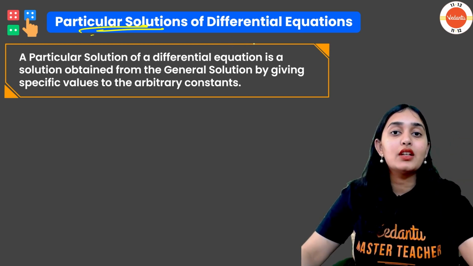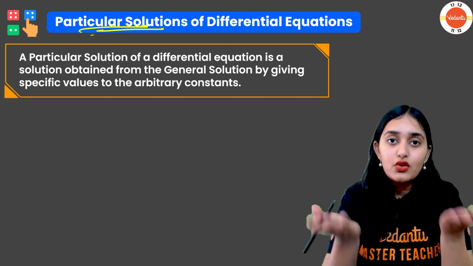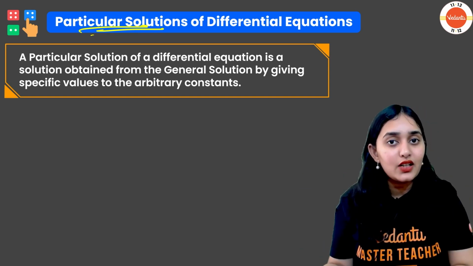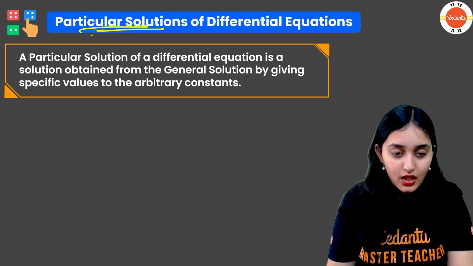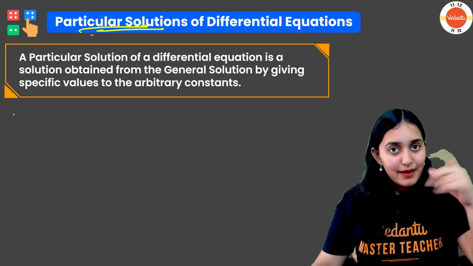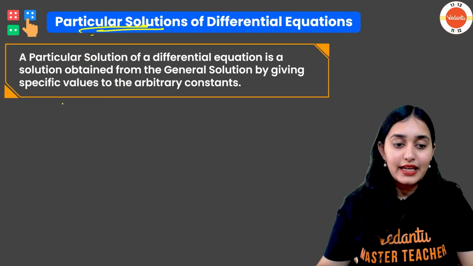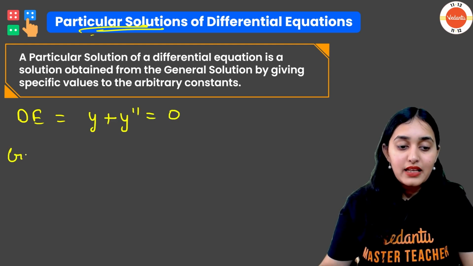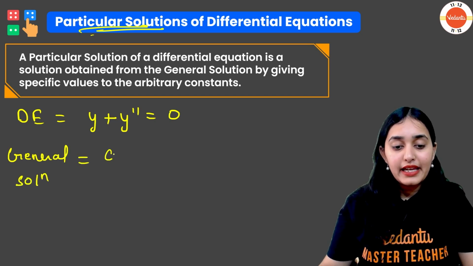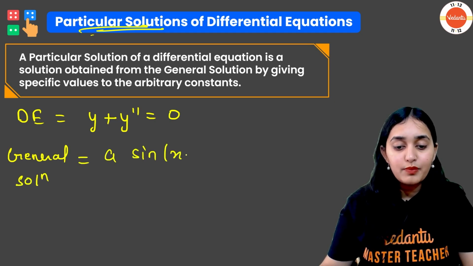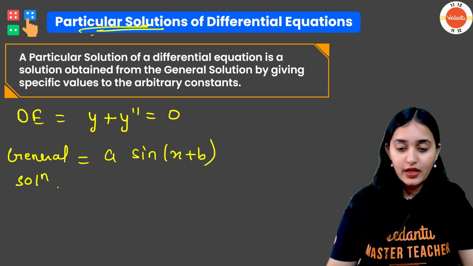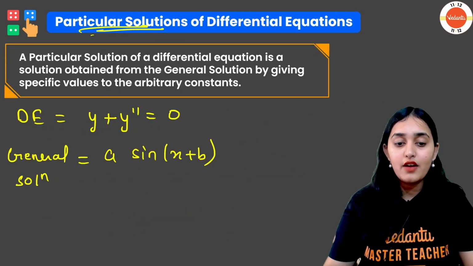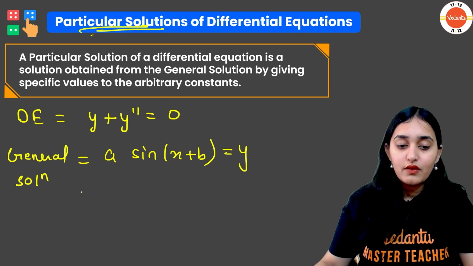Find general solution, find particular solution. So, you should know now what is general, what is particular. Okay, now, same equation, let's say that my differential equation is y plus y double dash equals to 0. My general solution is a into sine of x plus b, is equal to y.